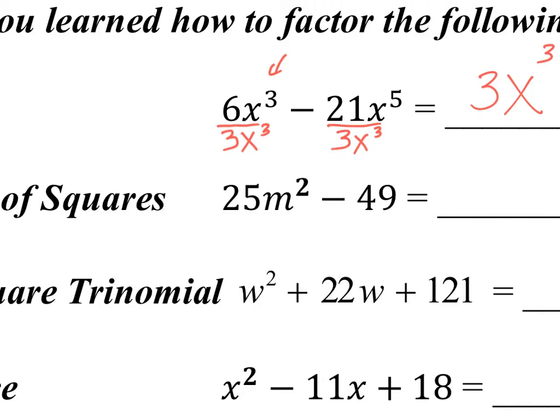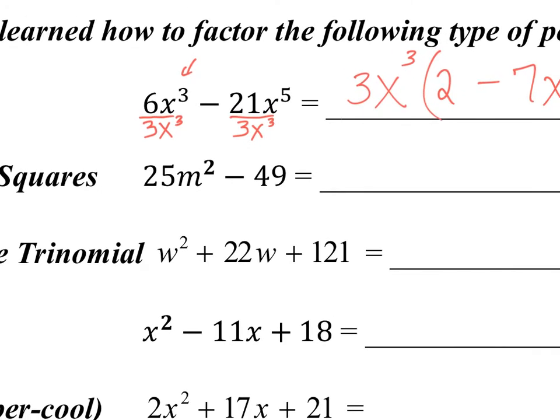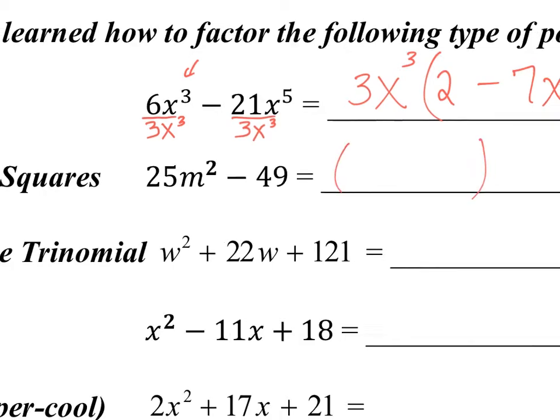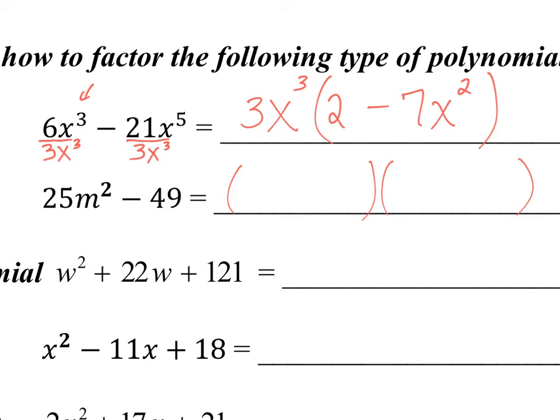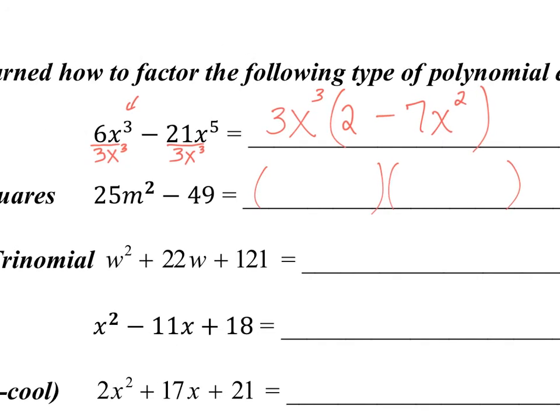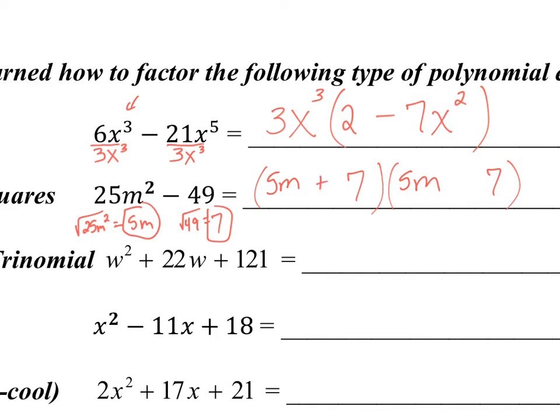So you'll see that 25 and 49 are both perfect squares. So for difference of squares, there's two sets of parentheses. You take the square root of each term. So the square root of 25m squared is 5m, and the square root of 49 is 7. So you take the square root of both, and then you put them in the parentheses. So 5m comes first in the parentheses, 7 comes second in the parentheses, and there's a plus sign and a minus sign. So plus and a minus.